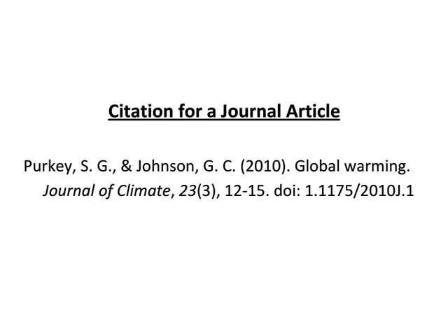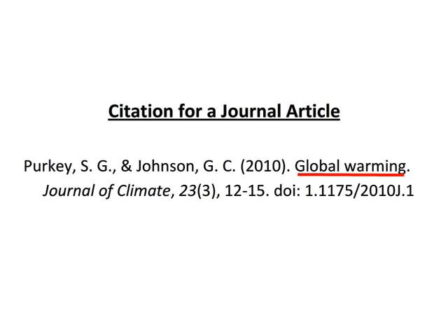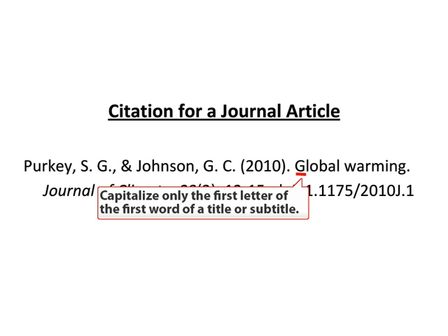The following is an example of a citation for a journal article. Notice that the authors are listed with their last name first, then the year of publication is listed. APA requires multiple authors are listed in a particular format, so check your style guide. The title of the article will follow the date of publication. When referring to books, chapters, articles, or web pages, you must capitalize only the first letter of the first word of a title or subtitle.